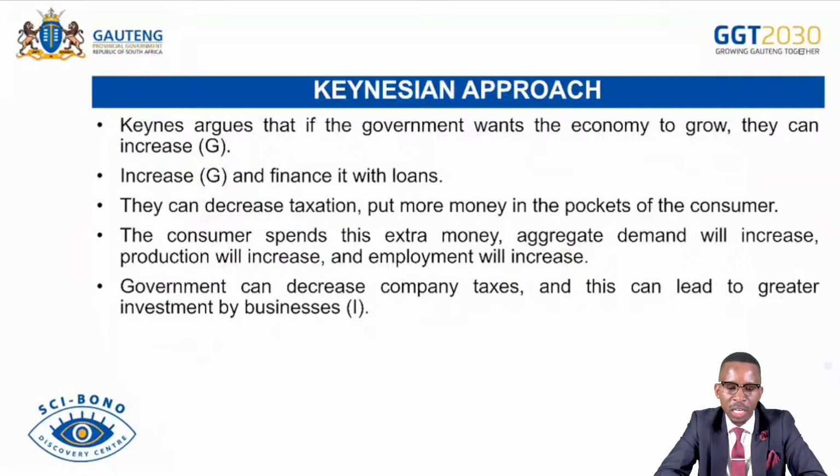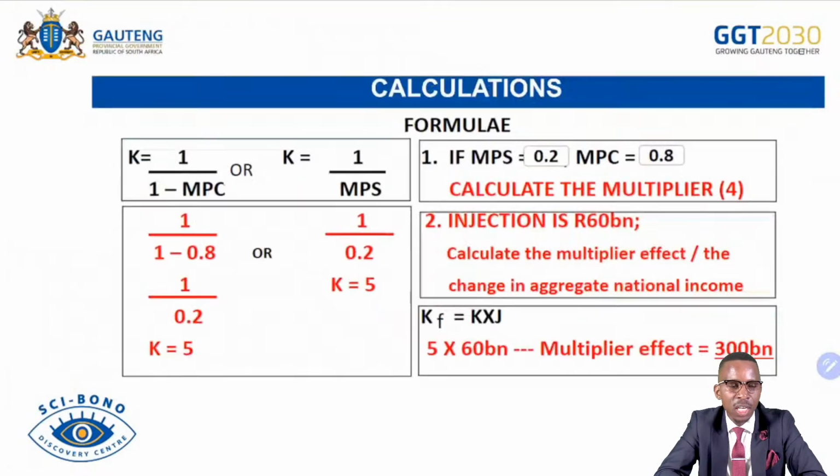Then the multiplier calculation. In this case, we are given the formula K equal to 1 over 1 minus MPC, or K equal to 1 over MPS. Then here is the situation. If MPS is 0.2 and MPC is 0.8, we calculate the multiplier for 4 marks. It is very important for you to show all calculations.